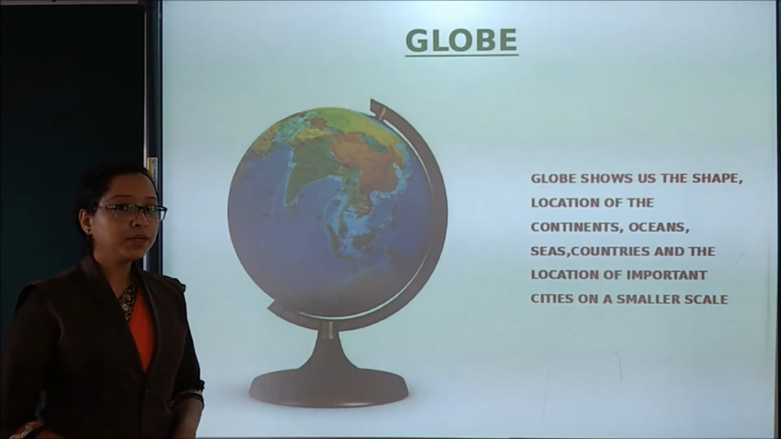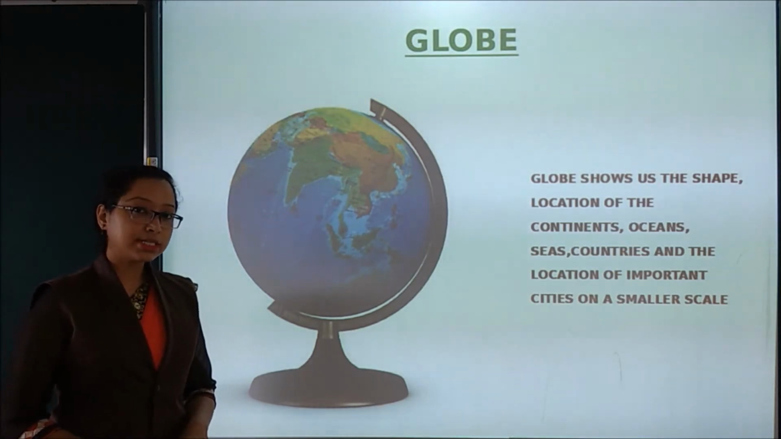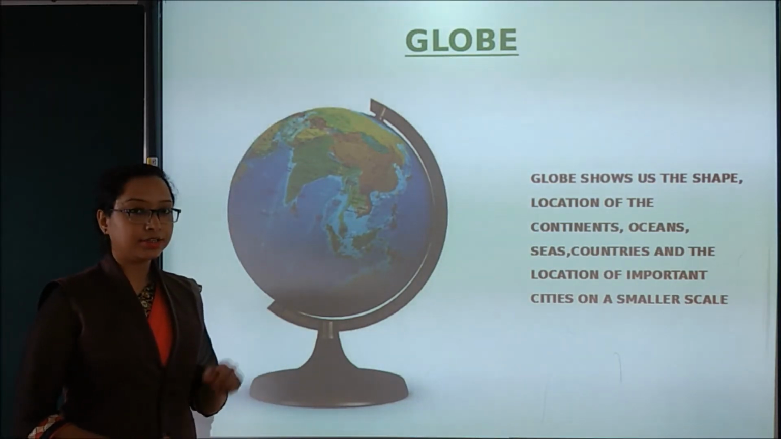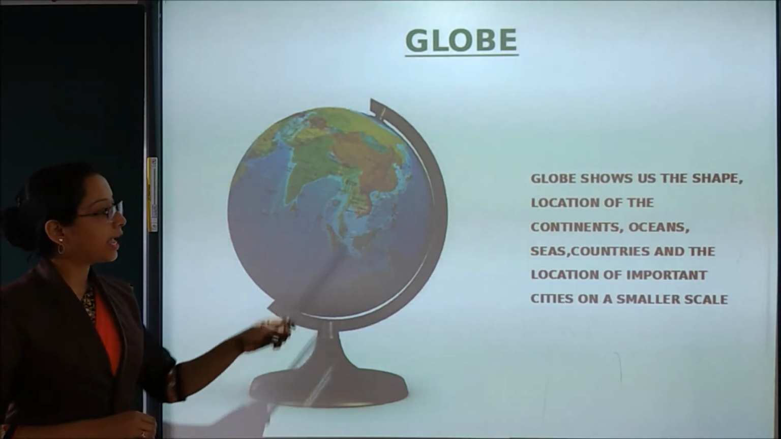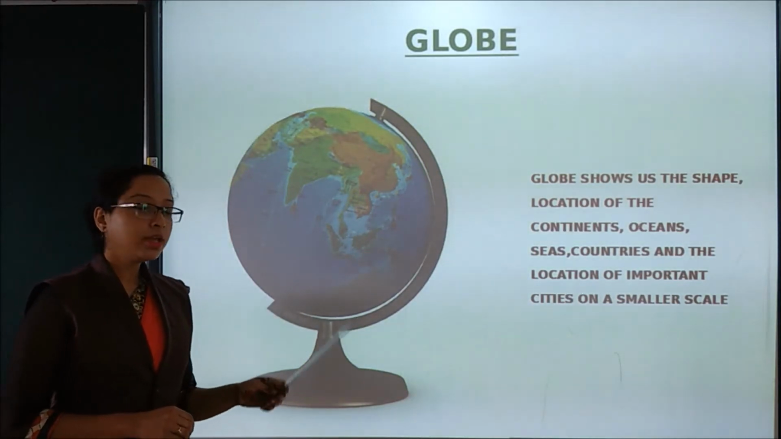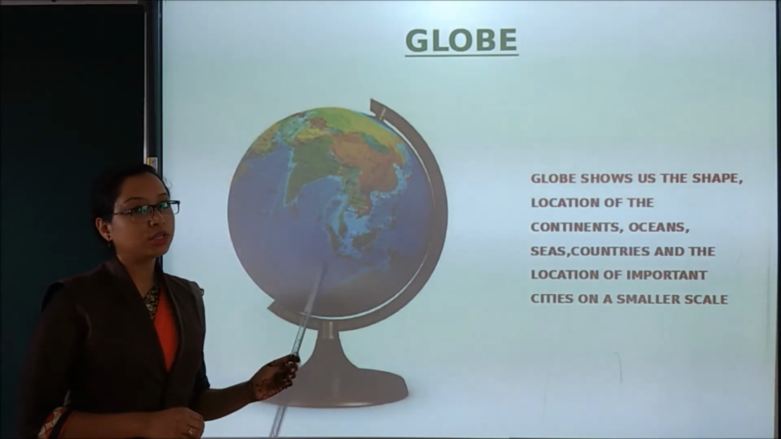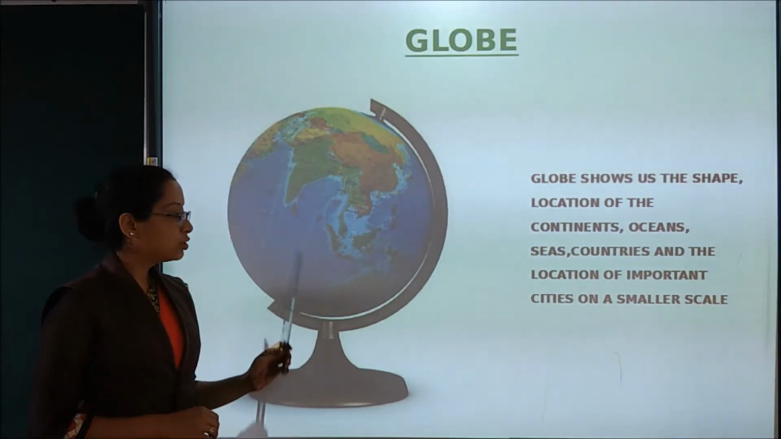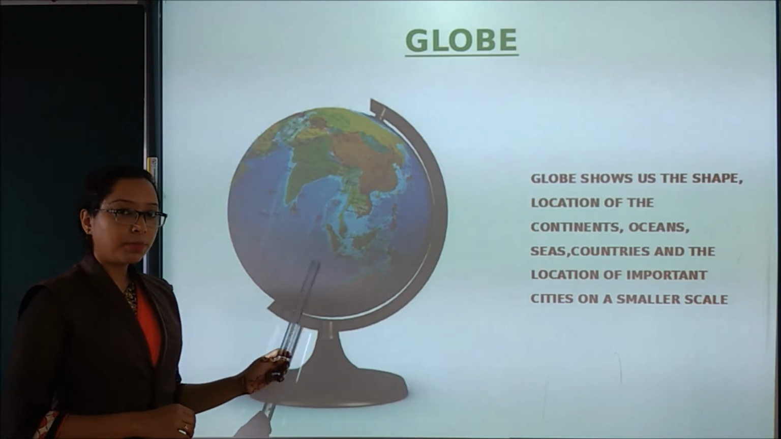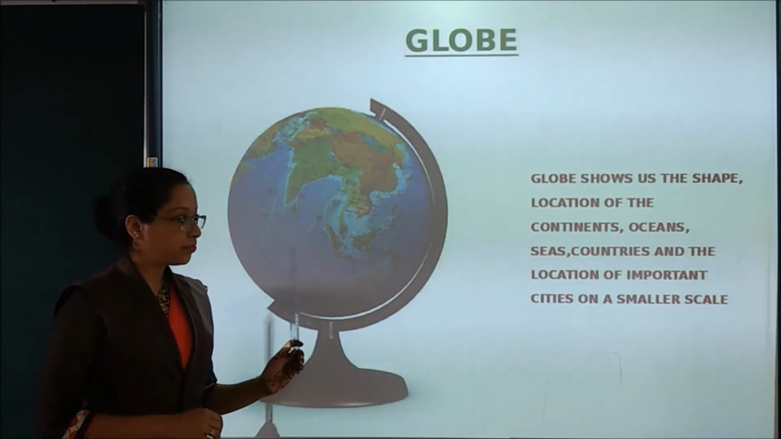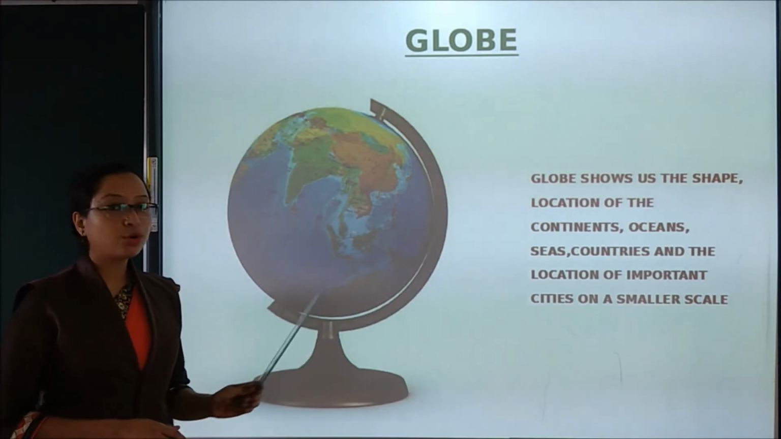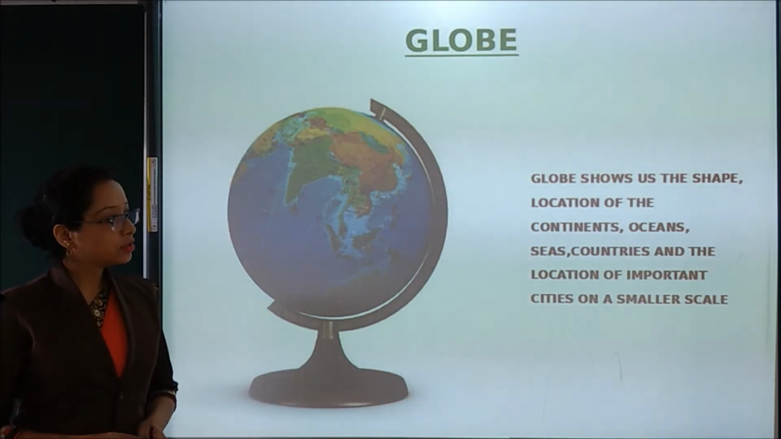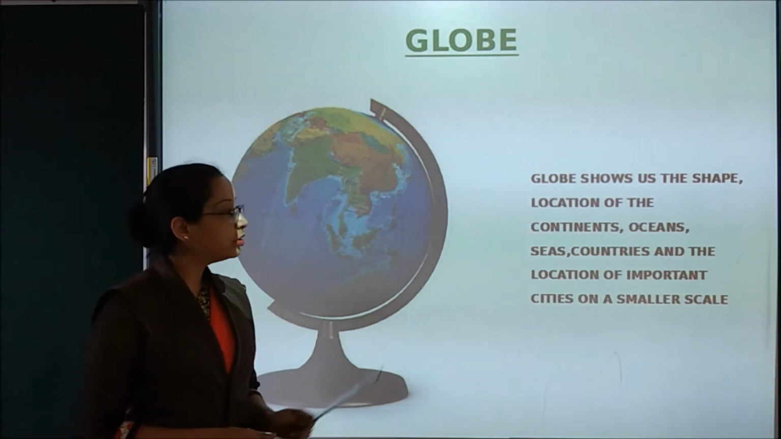Now this globe also is representing the Earth, but on a smaller scale. With the shape and design of the globe, we can understand how the Earth looks. So this globe is representing the Earth. Now what are the things that are shown on the globe? So first let's read it out.